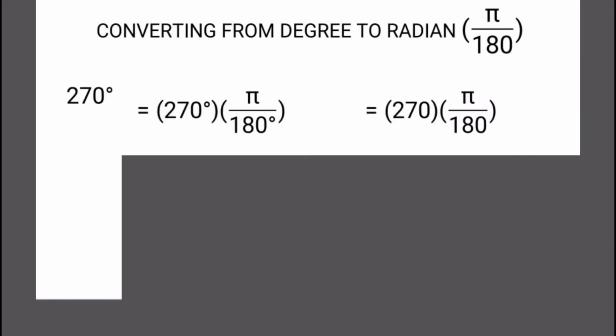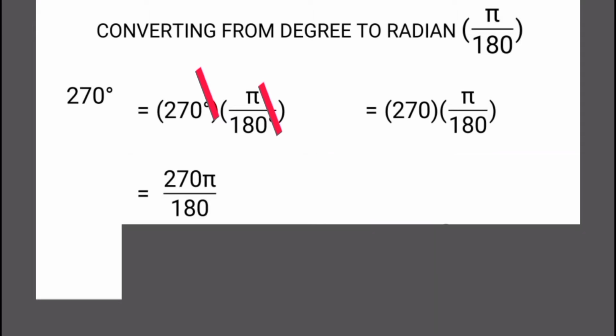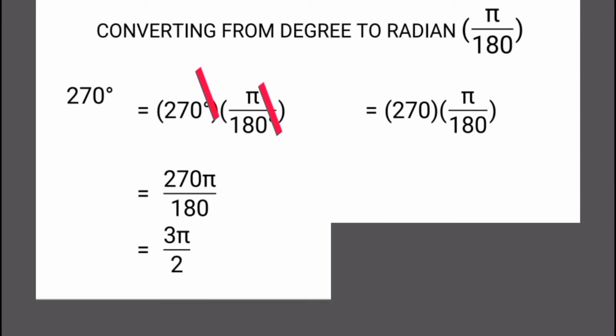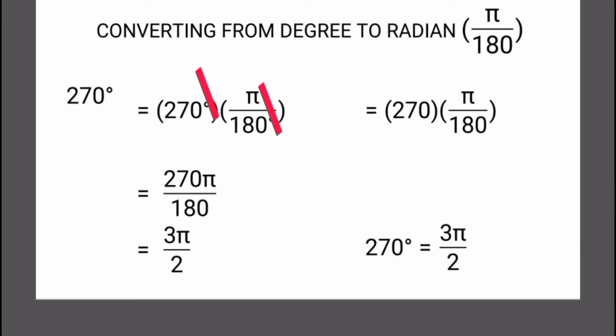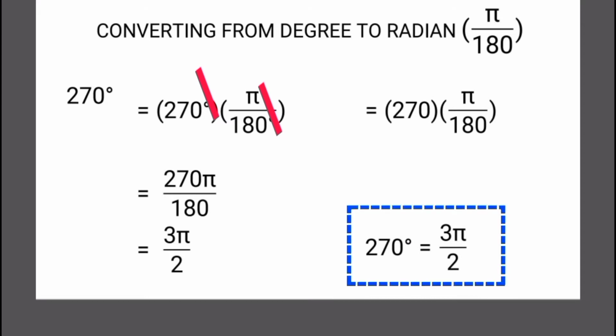Let's take another example, let's say 270 degrees. So, 270 degrees multiplied by pi over 180 degrees. Let's cancel both degrees so we have 270 multiplied by pi over 180. Then multiplying it we have 270 pi over 180, and since 270 and 180 are both divisible by 90, we can simplify it. Simplifying further we have 3 pi over 2. Therefore the radian measure of 270 degrees is 3 pi over 2.